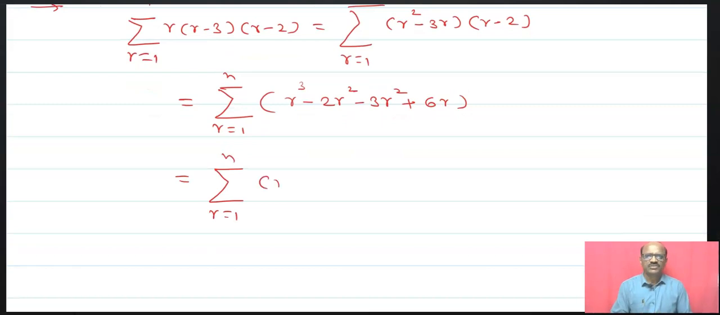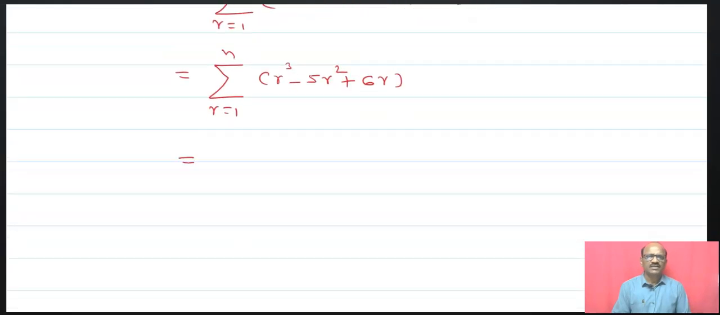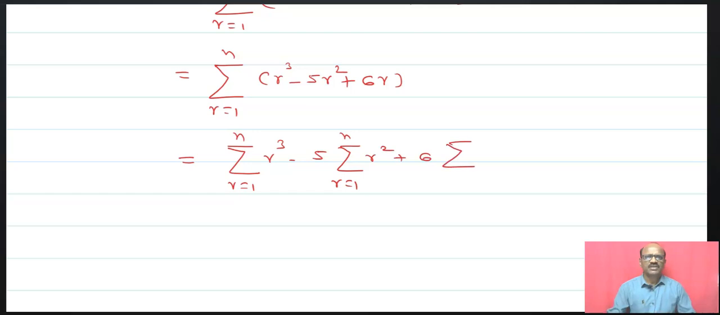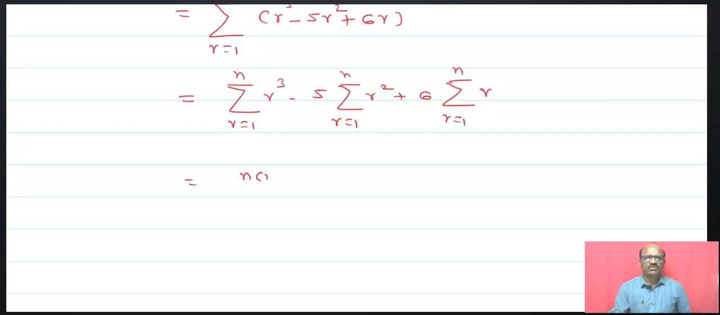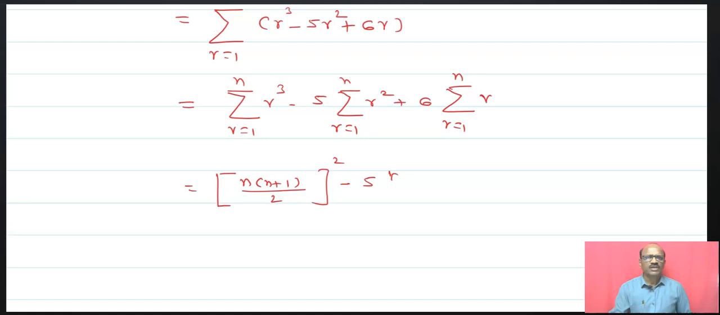Summation r equals 1 to n of r cube minus 5r square plus 6r. Summation r equals 1 to n of r cube minus 5 times summation r equals 1 to n of r square plus 6 times summation of r. Now what is the value of the sum of r cube? n into n plus 1 upon 2, whole square. This is the value of the sum of r cube.